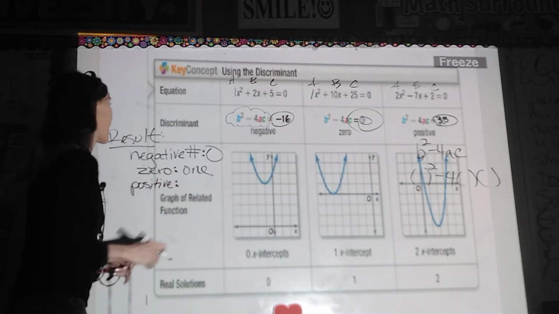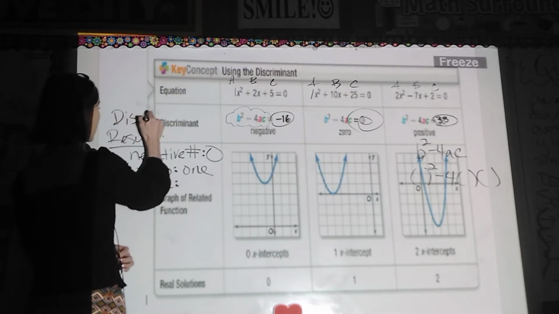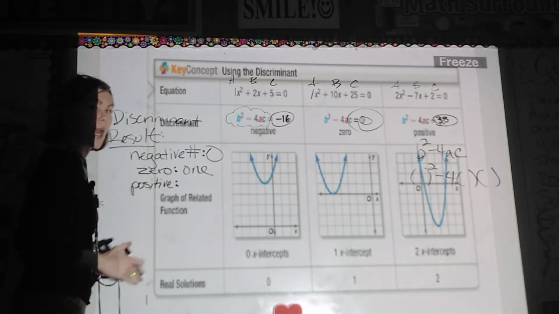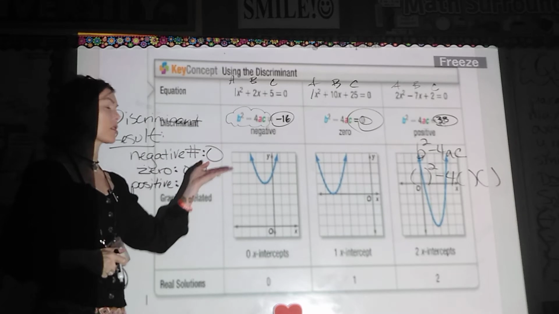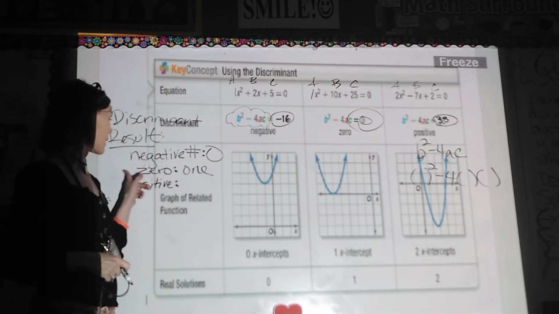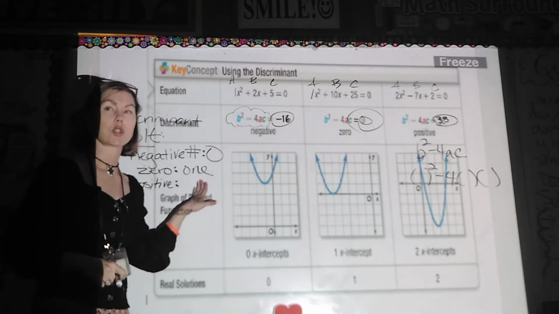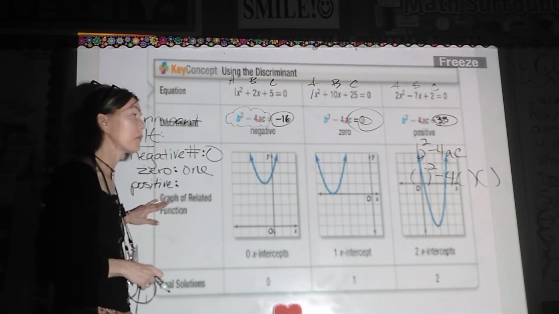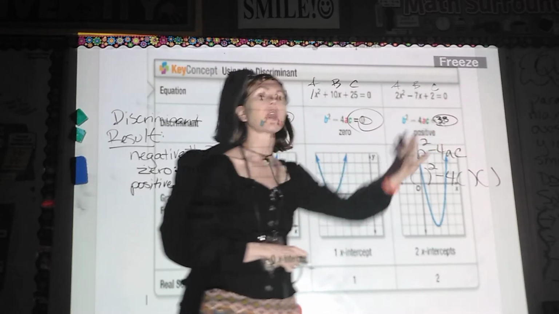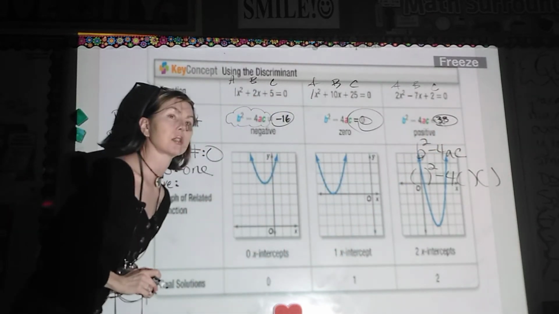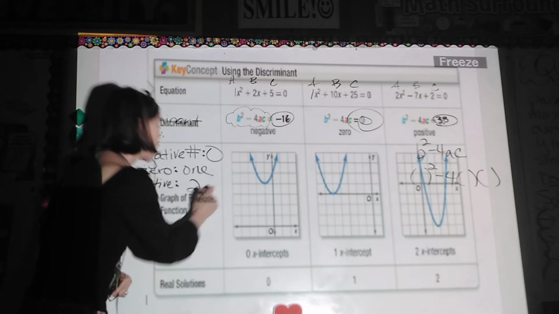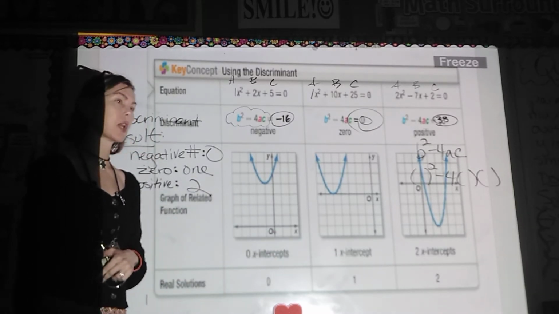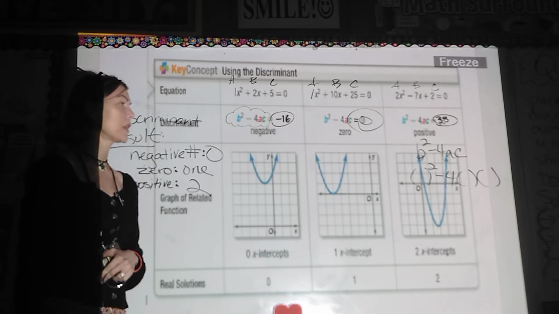Okay? You already wrote discriminant. So it's discriminant result, okay? You do the math, you get a negative number, there's no solutions. You do the math, you get a 0, that means 1 solution. You do the math in the discriminant, you get a positive number, this is a positive 33. When you get a positive result, that means 2 solutions. Super easy.